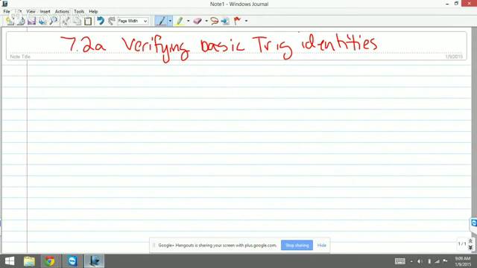I'm going to start with example 4 in your book because I think it's the easiest one. And then I'm going to skip back to example 1.